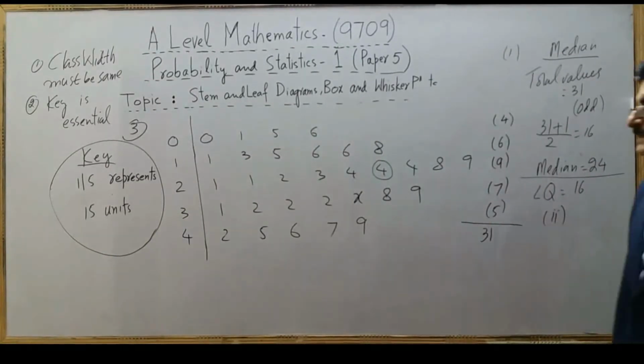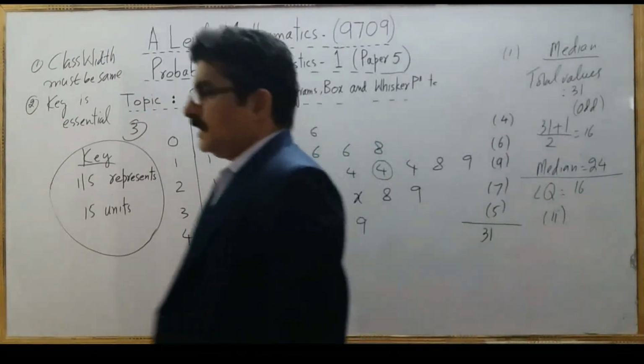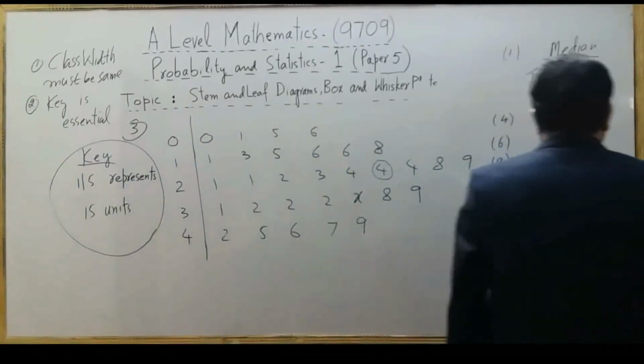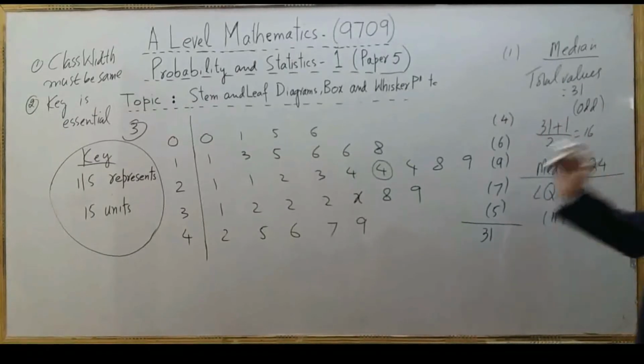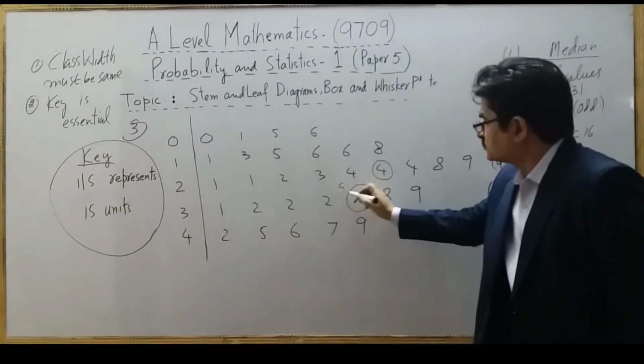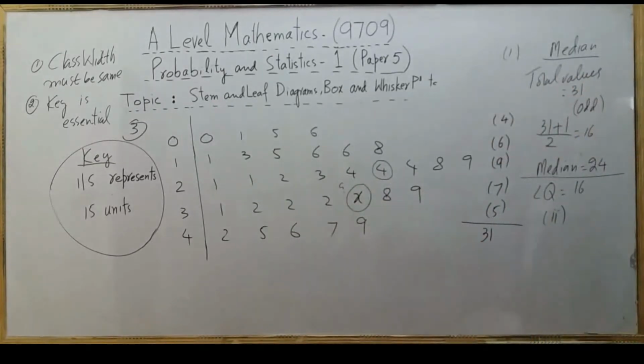The second part is very important. You are given the interquartile range, which means you are not given the upper quartile. There is a missing number in the table, and you are asked to find this number x. The interquartile range is given in the question. We have the interquartile range of 19.